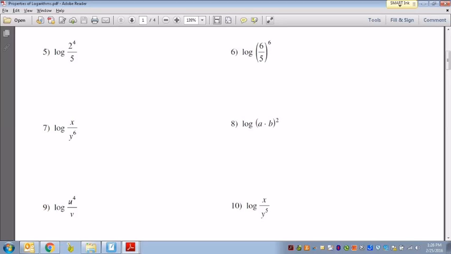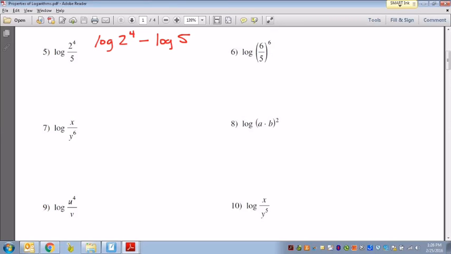All right, so for number 5, it's log of 2 to the 4th divided by 5. One of the properties of logarithms is if you divide, you can separate this problem into 2 separate logarithms and you subtract them from each other. So I can write log 2 to the 4th minus log 5. Notice how 2 has an exponent of 4, 5 doesn't, so there we go.